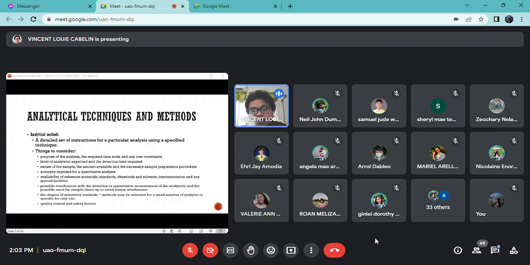Kung saan color ito, halimbawa, kung pH 1 to 14, ano ang color ng pH 6? So, pag nagtapat yung color ng sample mo doon sa standard reference mo, edi yun yung pH. Okay? Follow so far?